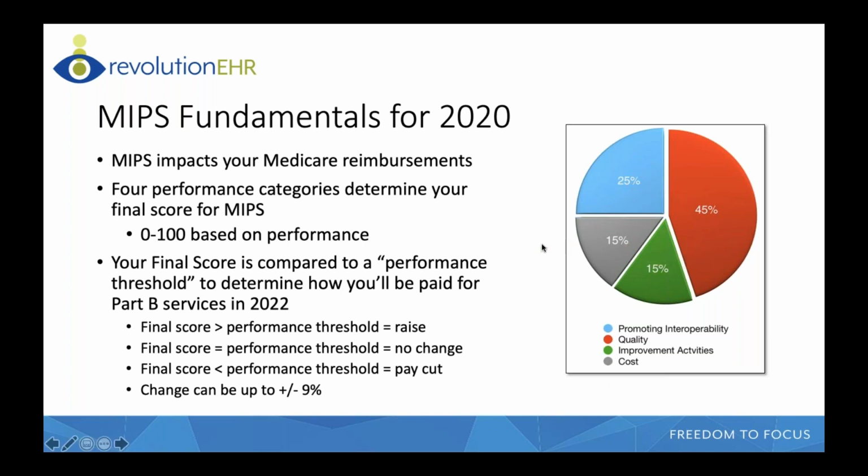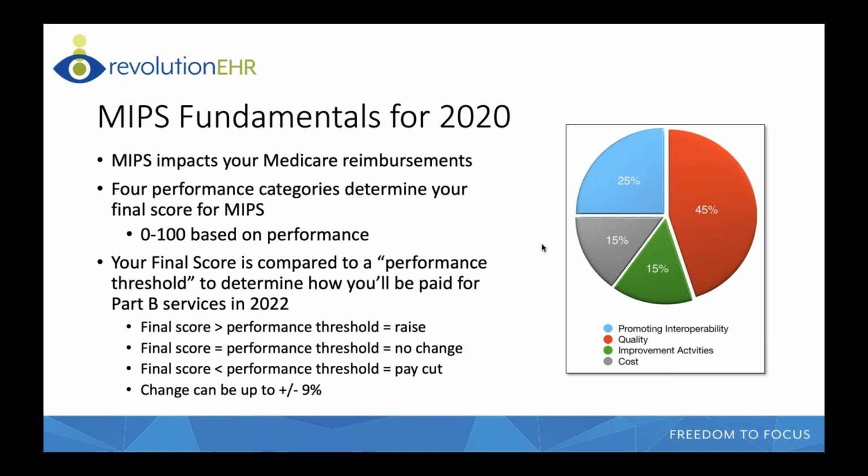The higher that score, the better, because ultimately your score is compared to Medicare's score, known as the performance threshold. If your score happens to be higher than that performance threshold, you will see your reimbursements going up 2 years later. If it is lower, then you'll see your reimbursements going down 2 years later. And the farther away you are in either direction, the more significant the upward or downward revision would be. Now, when we talk about the magnitude of that change, in 2022, the amount that your reimbursements could change could be up to 9% in either direction.